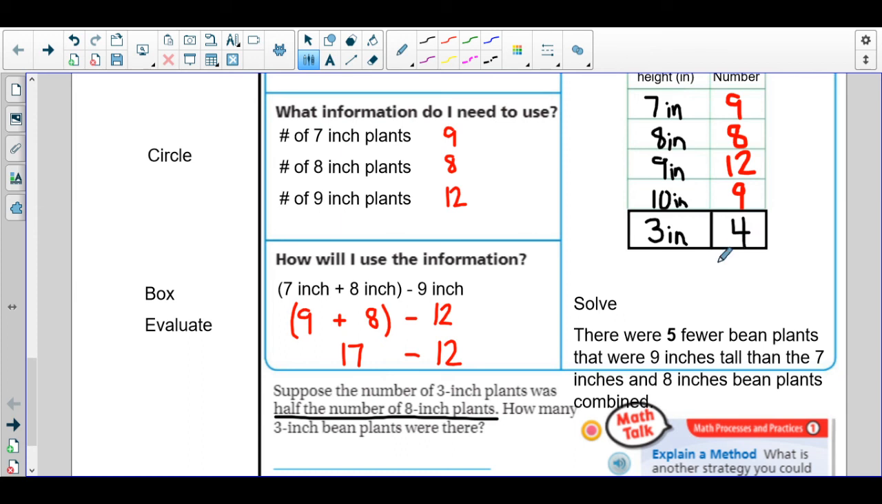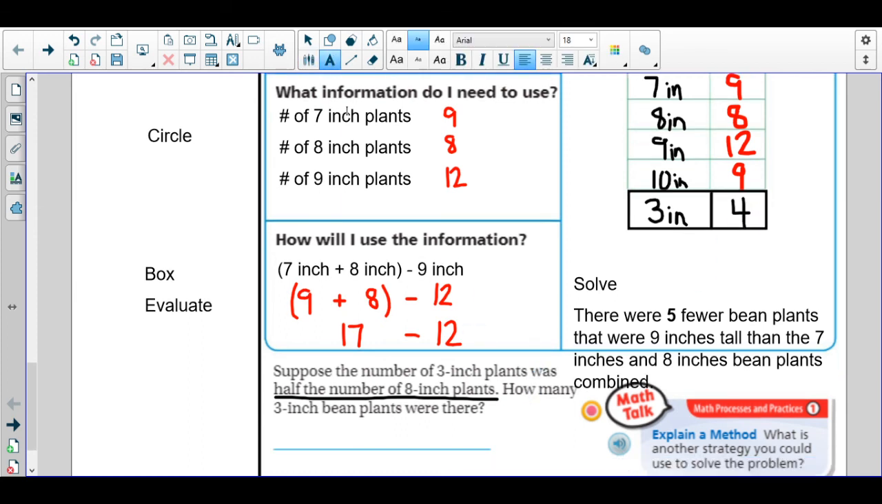All right. So for right here, there would be 4 8-inch. Check that. There would be 4 3-inch plants. Okay. A lot going on there.